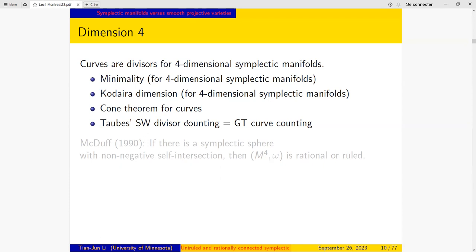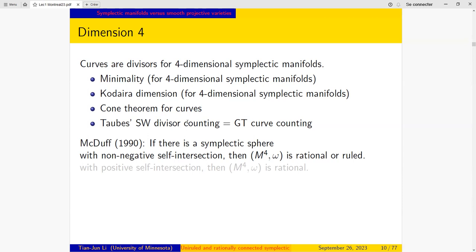So I need to mention that in 1990, Gromov proved this very nice, amazing result: if you have a symplectic sphere with non-negative self-intersection, then the four-manifold must be rational. So we'll recast this result from the point of view of uniruled manifolds.